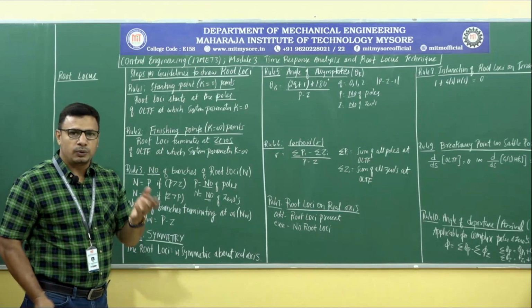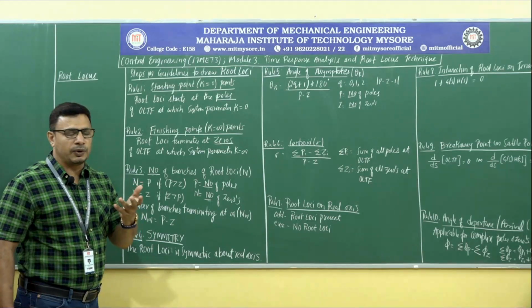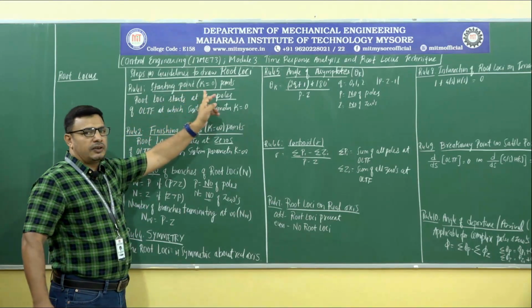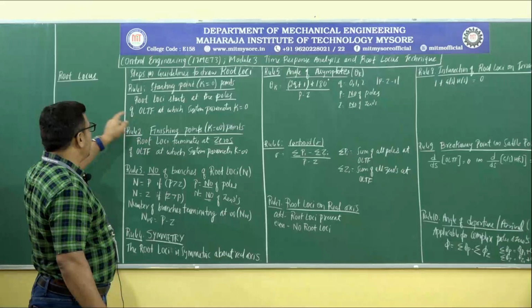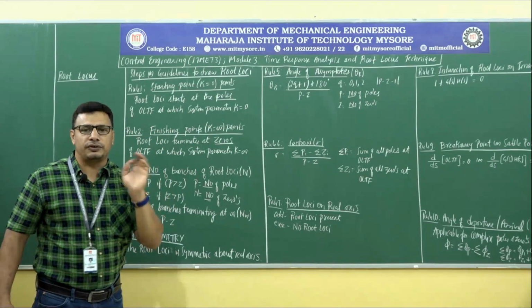Now, the very first step in developing the analytics for the root locus plot is, it has to have a starting point. The root locus or root loci, the branches of root loci will have to start at some point. So, starting point, and it is also termed as K is equal to 0 point. So, the root loci always starts at poles.